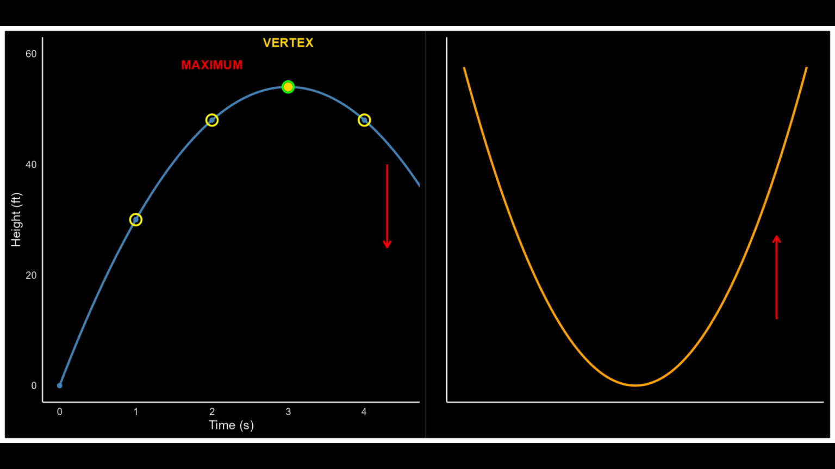Instead, it has a lowest point. This is called the minimum. Just like the golf ball, this absolute extreme point is also called the vertex.